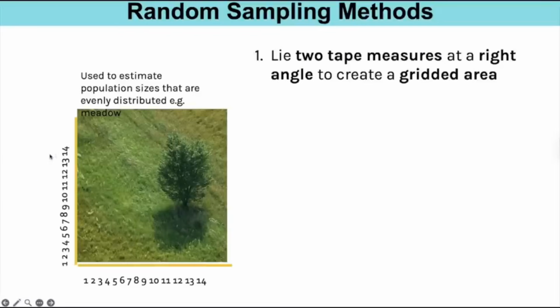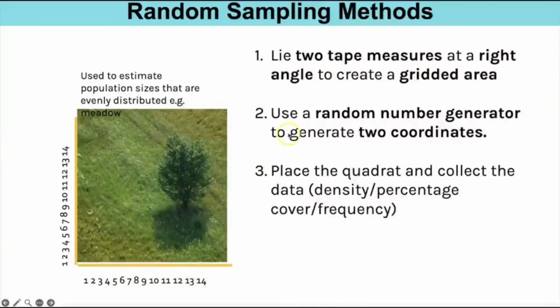So random sampling. First of all, you would lie 2 tape measures at right angles to create a gridded area. Then use a random number generator to generate your coordinates. That then tells you where to place your quadrats. You go along those 2 numbers of your coordinates.